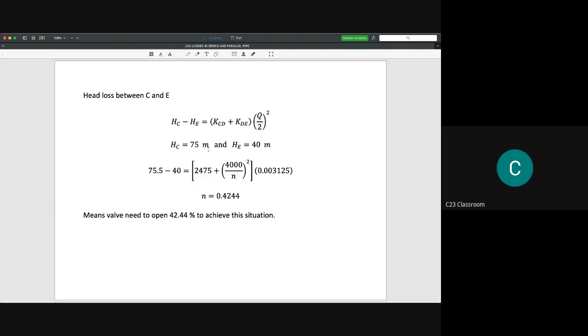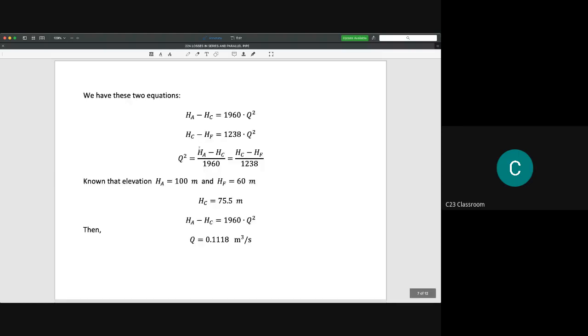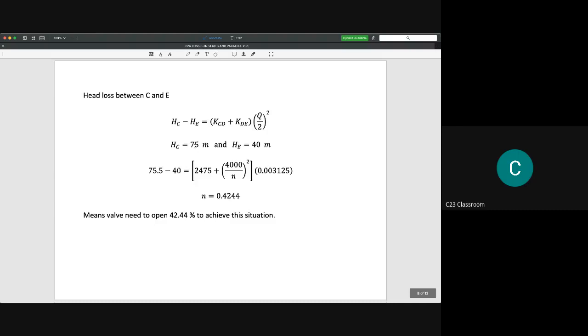So we substitute the elevation for point C, which is 75.5. So you need to substitute here. And then the elevation at point E, as stated in the question, is equal to 40 meters here. And then you substitute all the values.